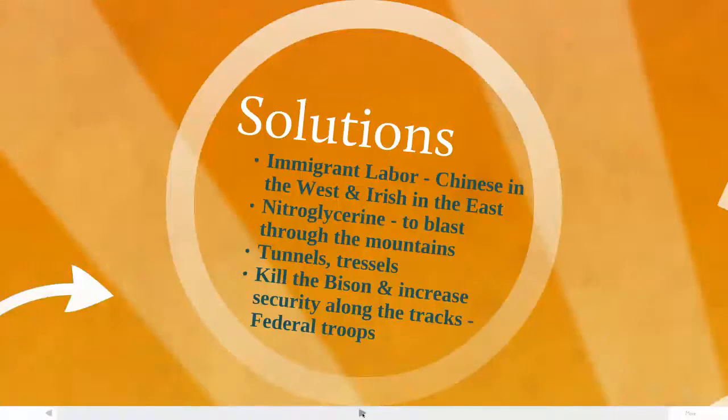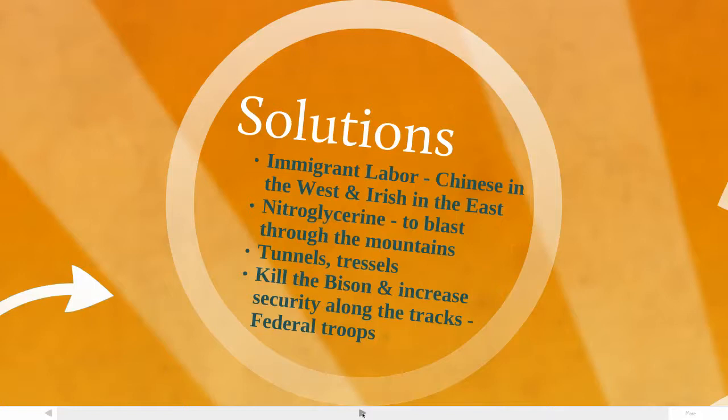So, solutions to their problems. Immigrant labor was a big one. So they needed people that were willing to work in dangerous conditions, people that were willing to work for low amounts of money. And in the West, they find the Chinese. And the Chinese specifically are treated almost like slaves, one step above. And we're going to look at a couple of political cartoons dealing with the Chinese in class. So we'll talk a little bit more about that. And then the Irish from the East.